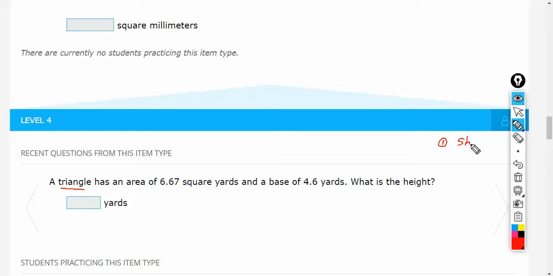Okay, I'm just kind of freestyling this. You got to figure out what shape you're talking about. Then you need to find out what formula.